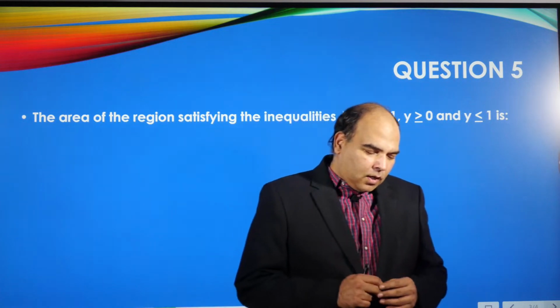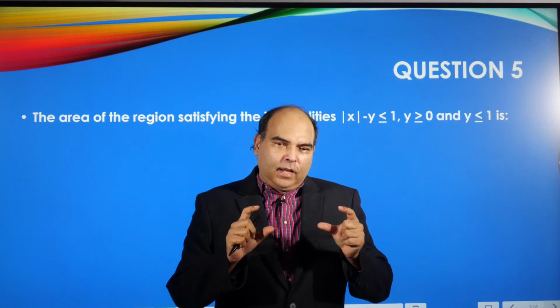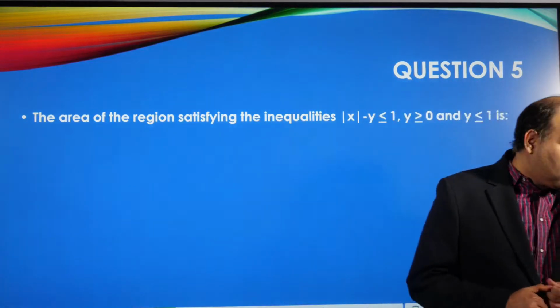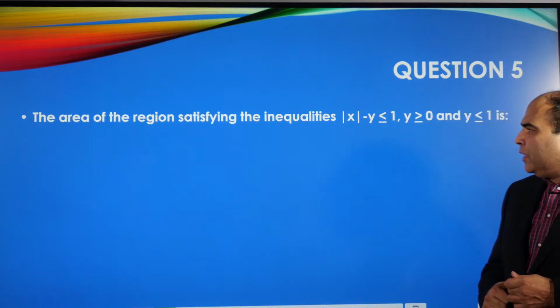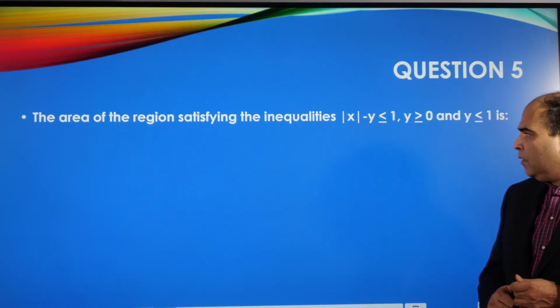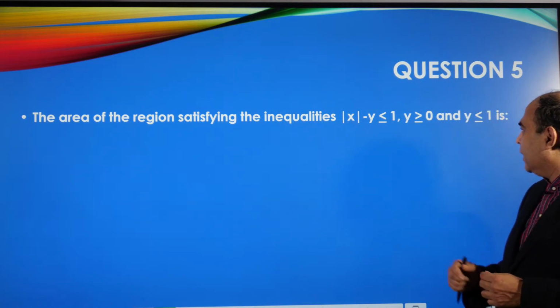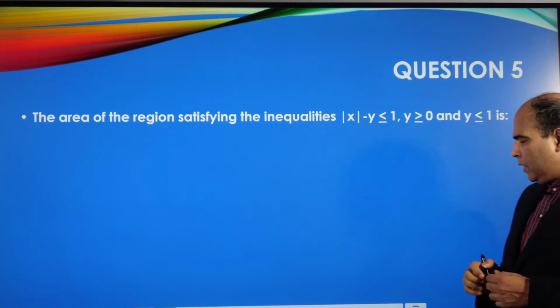The solution of area enclosed questions is based on being able to identify a clear structure for the area that is getting built on a graphical situation. So graph plotting becomes important. Let's have a look at this question. What does this question say? The area of the region satisfying the inequalities mod x minus y less than equal to 1, y greater than equal to 0, and y less than equal to 1.